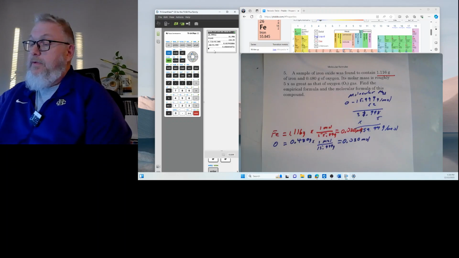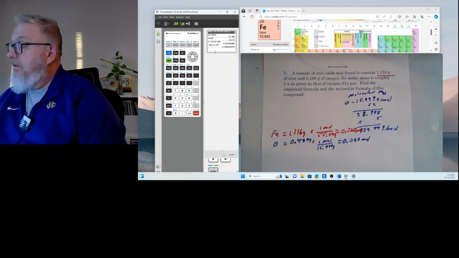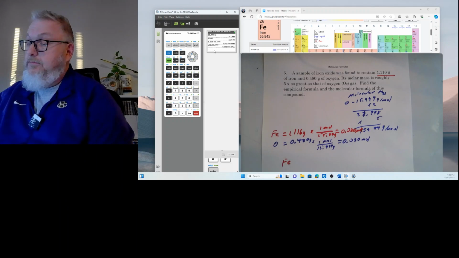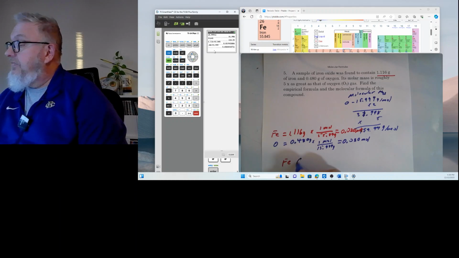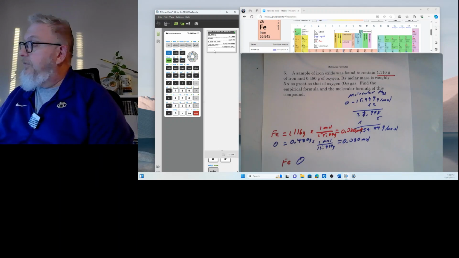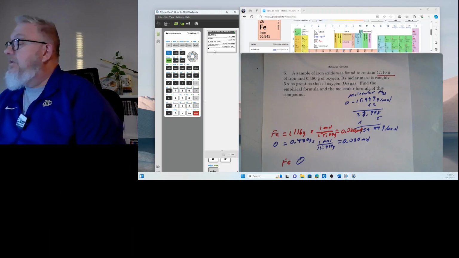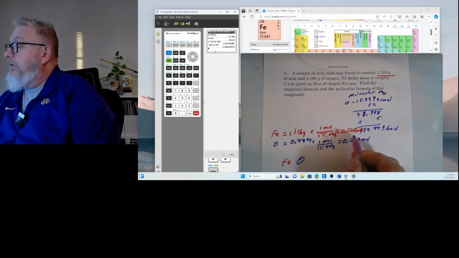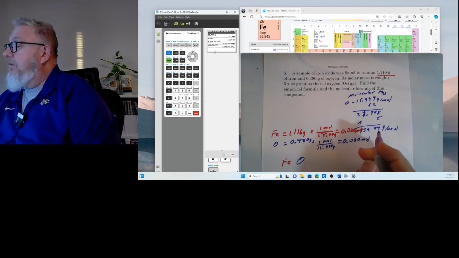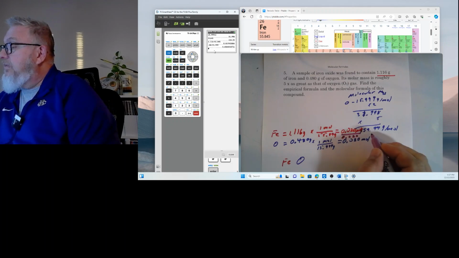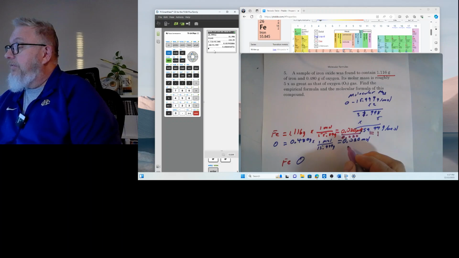Okay, so I've got the moles. So now I'm going to divide through, and I'm going to use purple for this, by the least number of moles. So iron in this compound has 0.020 moles. Oxygen has 0.030 moles. So which one has the least number of moles? That would be the iron. So I'm going to divide through that by that. And that's going to give me 1, okay, as a whole number.